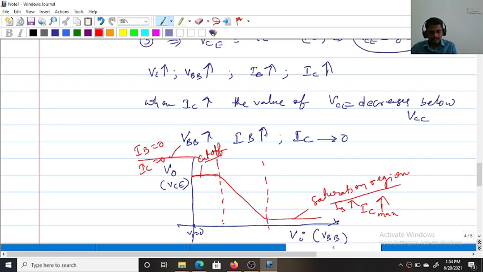But what is happening in between these two regions? There is one more region in between those two, where the output voltage changes when the input voltage is varied. In these two ranges, the output voltage remains constant even though you vary the input voltage. But in this region, the output voltage varies with the input voltage. So this is the active region.